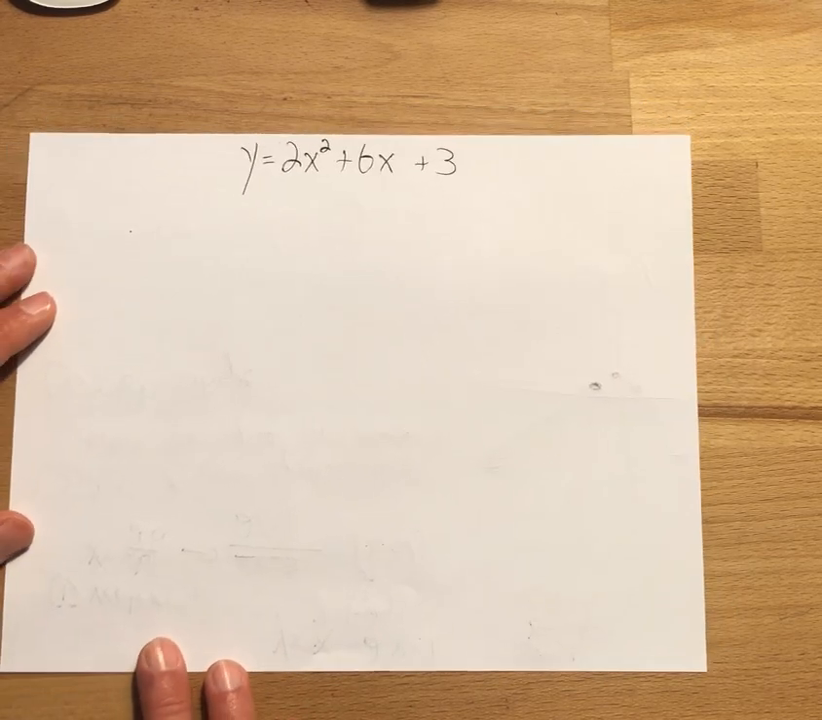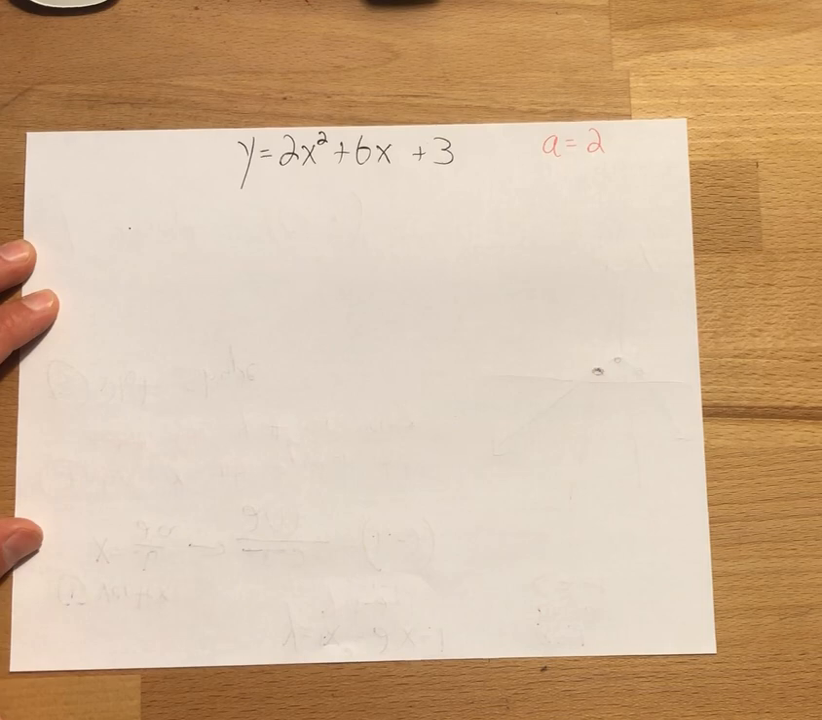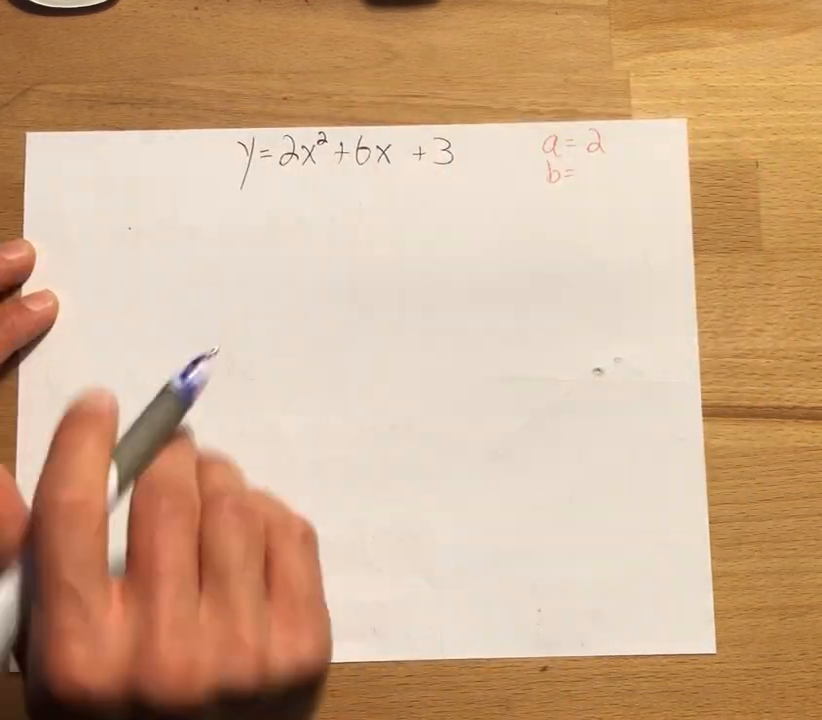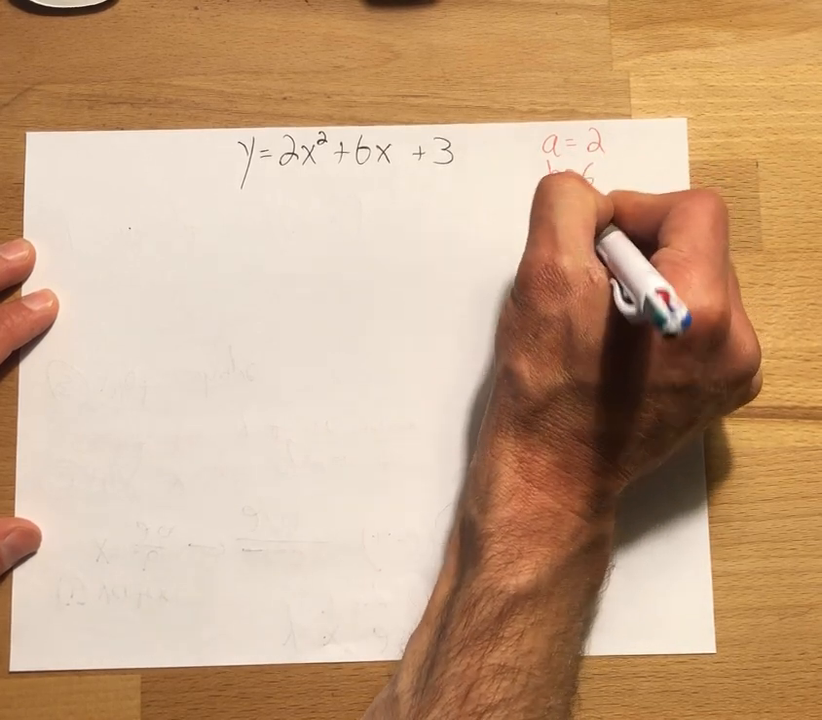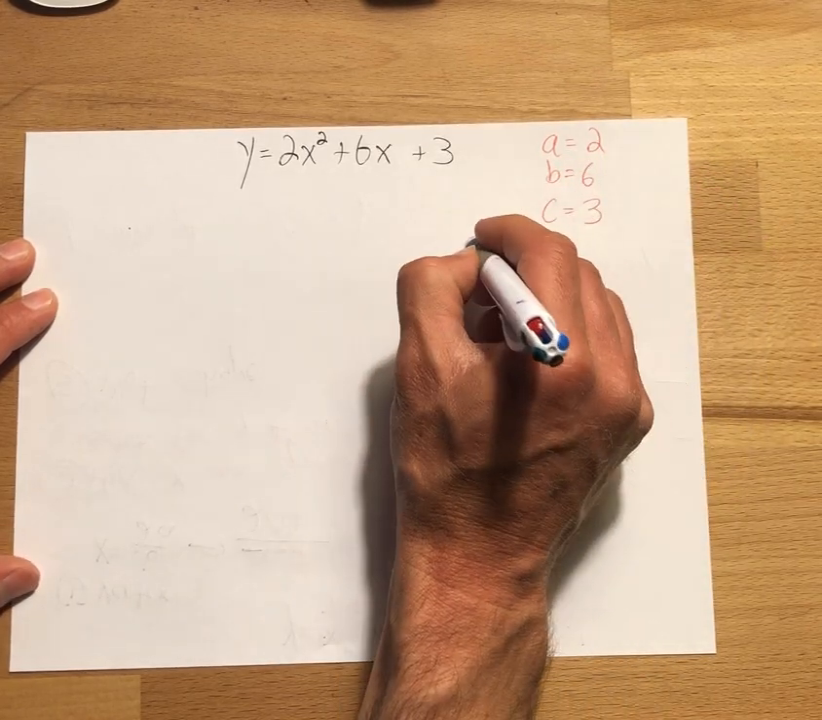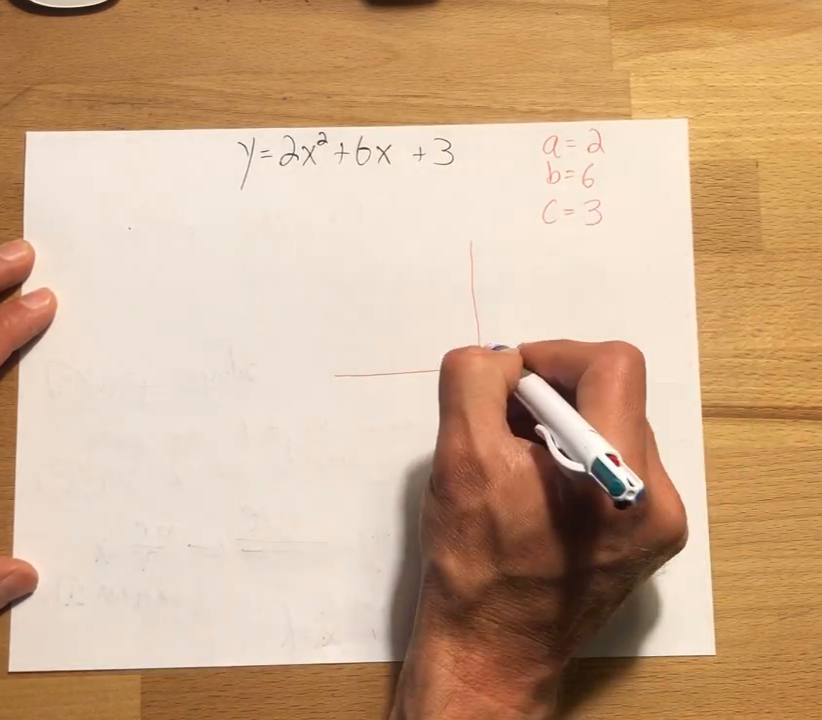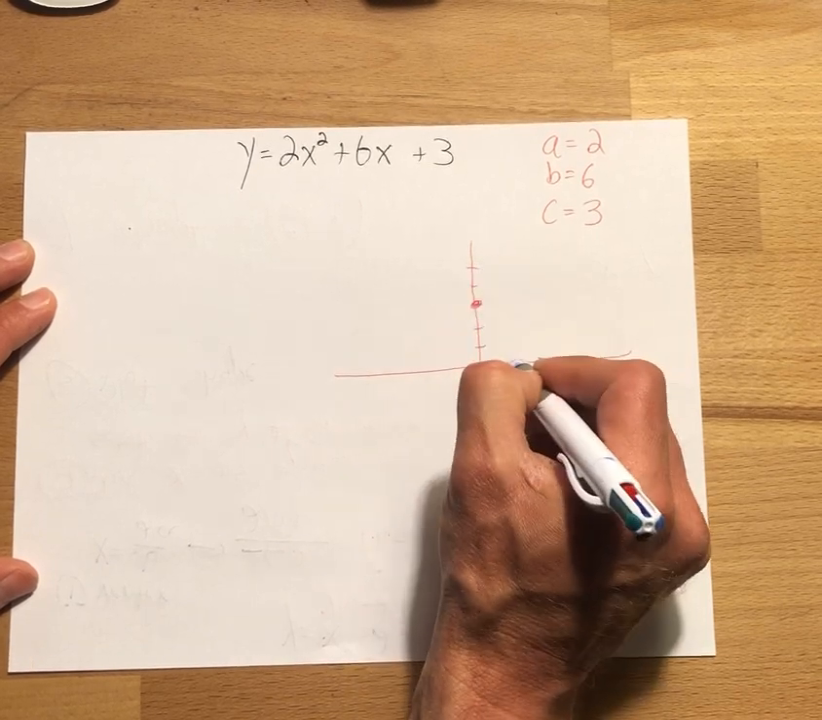Okay, if you paused it, you should have got your A, which is your shape, is a positive 2. Your B, which plays into your X number for your vertex, is 6. And your C, which is your Y-intercept, is 3. Okay, so if I were to have my graph, I know it's going to cross the Y at 3. Might as well just make this graph.